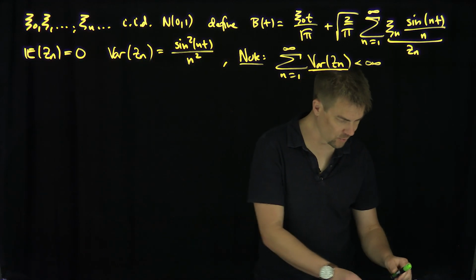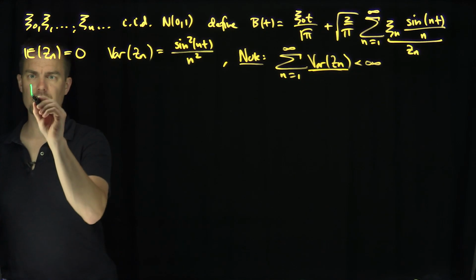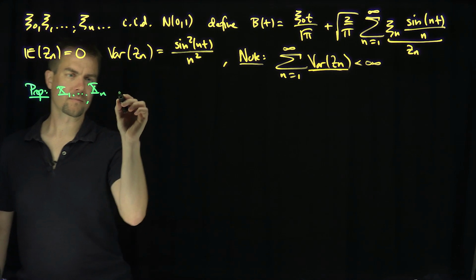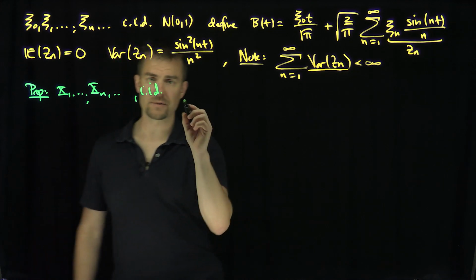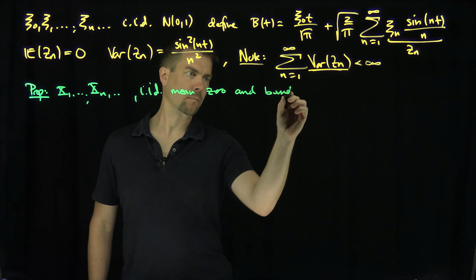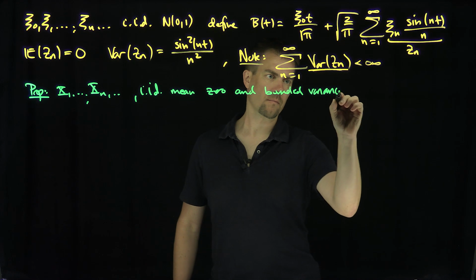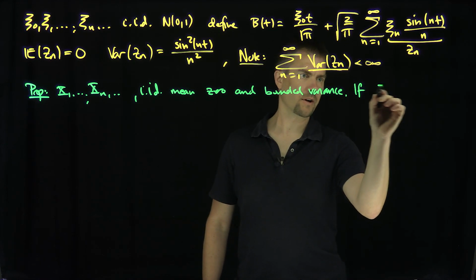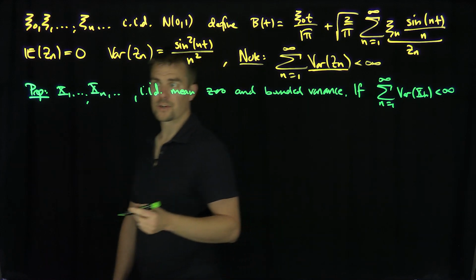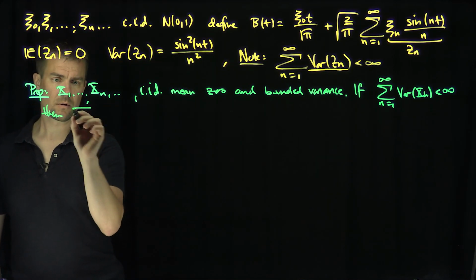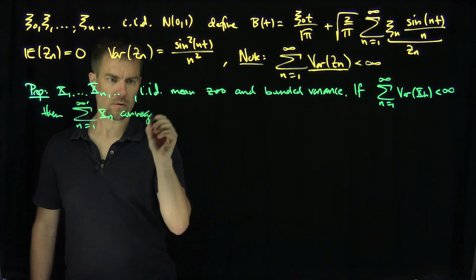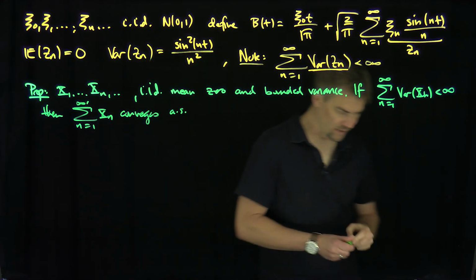And so now I need a proposition. We're going to use the Kolmogorov maximal inequality. It says the following proposition: if you have X1, ..., Xn, independent, mean 0, and bounded variance, if the sum of the variances is convergent, then the series converges almost surely. Almost surely. Great. Okay. So here's the idea.